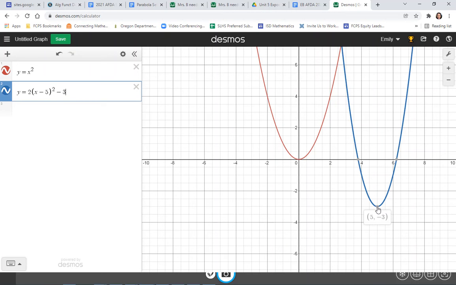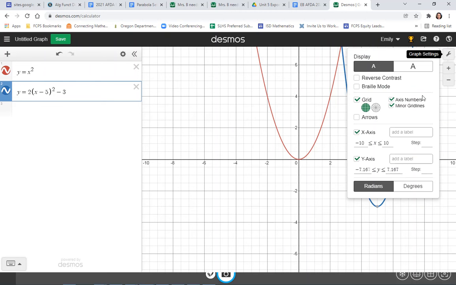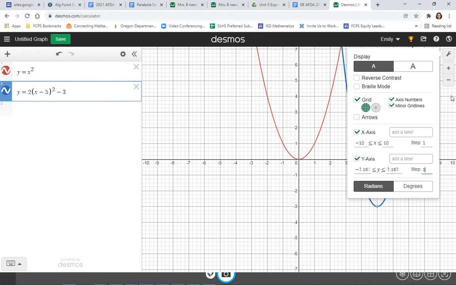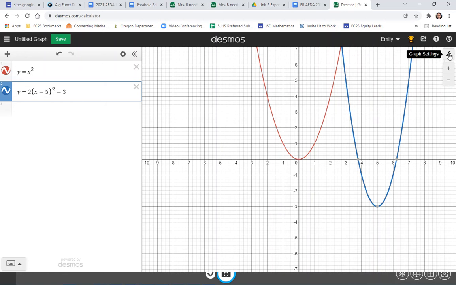And then I can see that it is stretched because the parent function, let me put in some more numbers here. You can change your step to 1 so that you can see more numbers. It might help. I did that up here with the tool. Okay. So the parent function from the vertex, it goes over 1 and up 1. But this function from the vertex, it goes over 1 and up 2. So I can see that there's a stretch of 2. But I also know it just from the equation because I see a 2 right here. So I know that there's a stretch.